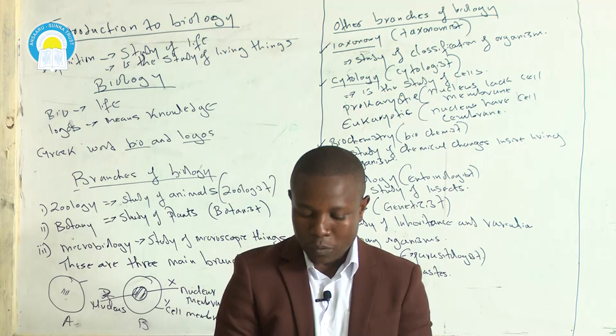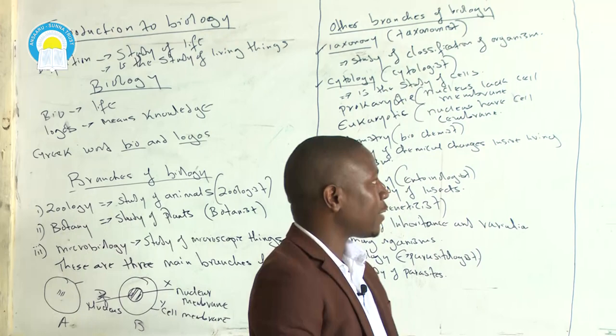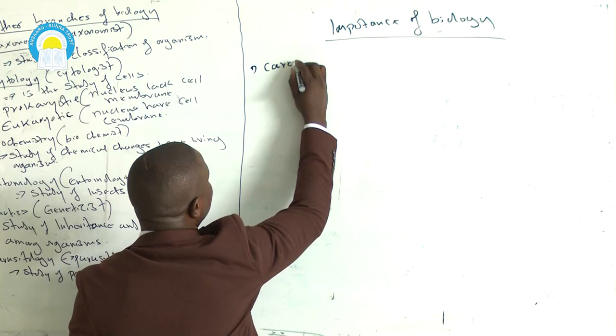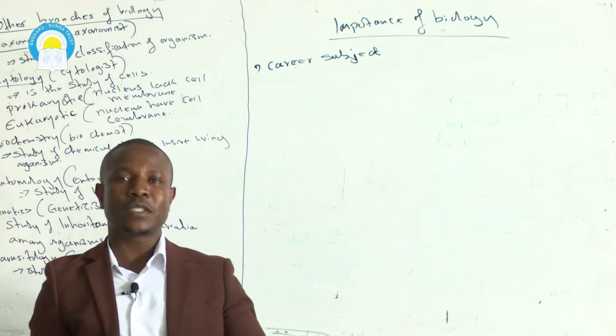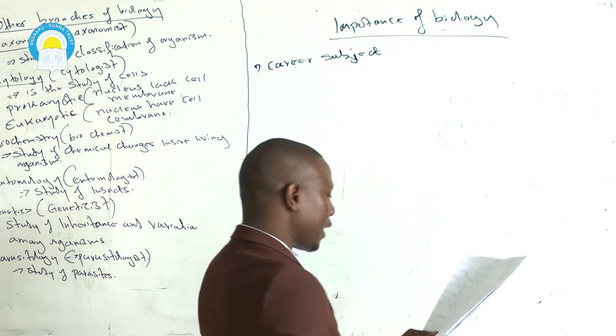Number one, it's a career subject. When I talk about a career subject, you can be a farmer, you can be a doctor, you can be a teacher, you can be a pharmacist through biology. So you say it's a career subject, such as medicine.